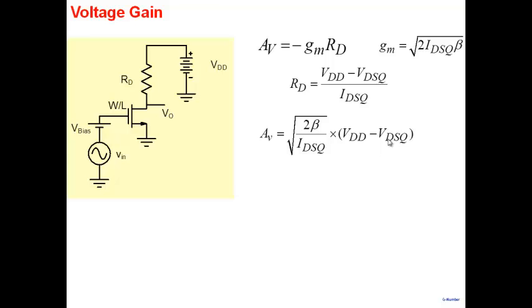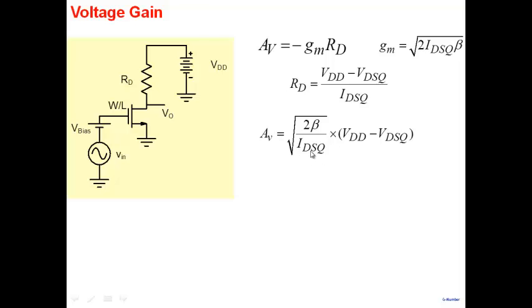How do we do it? One is obvious. What do? Decrease the drain to source current. If I decrease the drain to source current here, AV will go up. Okay, what is the other way?